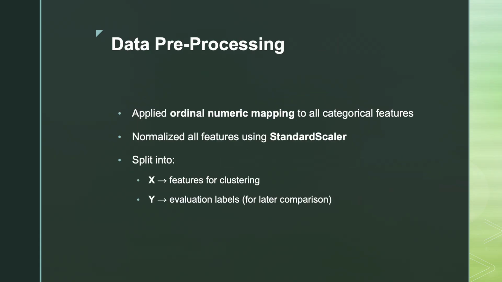Talking about the pre-processing step, because these features are ordered categorical values, I applied ordinal mappings to preserve the ranks, that is, very high being 4, high being 3 and so on. After mapping, I scaled all the features with StandardScaler to make the distances meaningful for k-means.